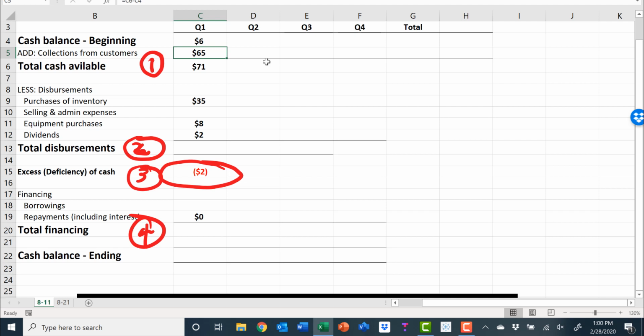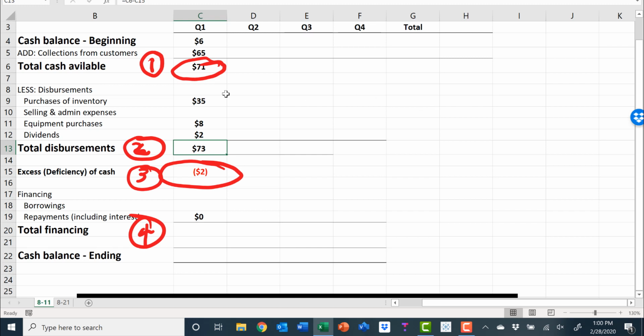Got it. So if we know that we're $2,000 short, and we know that we had cash available of 71,000, then our total disbursements has to be 73,000.